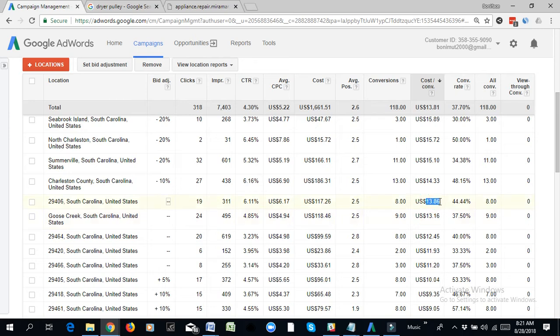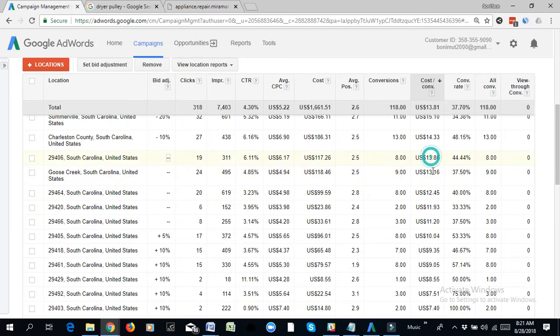Then this one we can leave at 13. The ideal, these leads are sold at $25, so the ideal cost per conversion should be 12.5 at least. And what we have here is an average of everything, so we are not doing very bad.